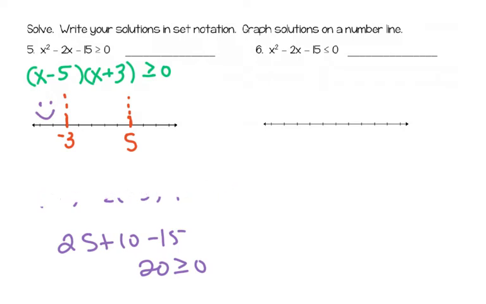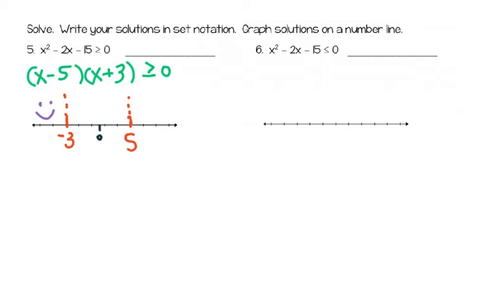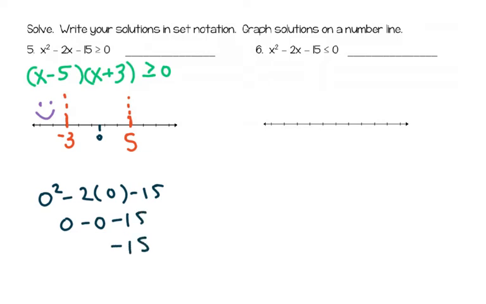Okay, now I go to the next section, and I'm going to check a point in there. So between negative 3 and positive 5, an easy point to check would be 0. So I'm going to try that one. So 0 squared minus 2 times 0 minus 15. That's 0 minus 15 is negative 15, greater than or equal to 0. That's a no. So I'm going to put a little sad face there.